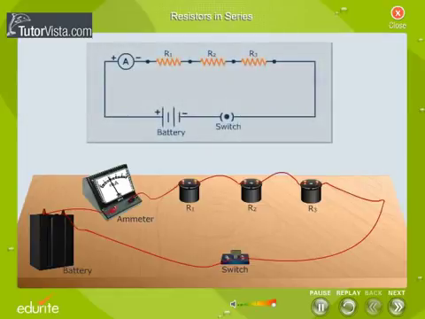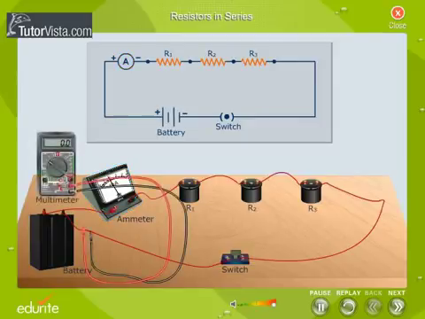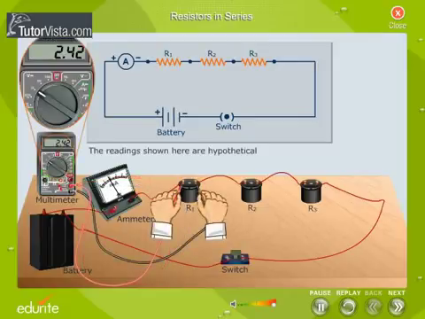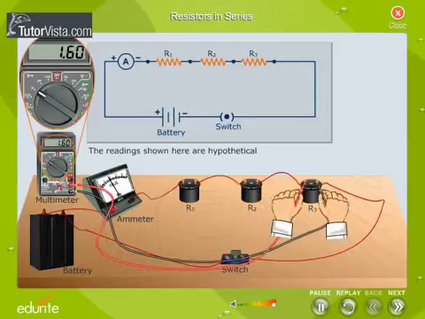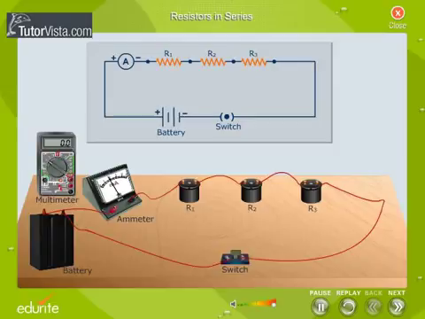Let us now calculate the effective resistance of the circuit. Consider three resistors R1, R2 and R3 connected to a battery through an ammeter. Observe the multimeter reading when it is used to measure potential difference across R1, R2 and R3. Now observe the multimeter reading when it is used as an ammeter.